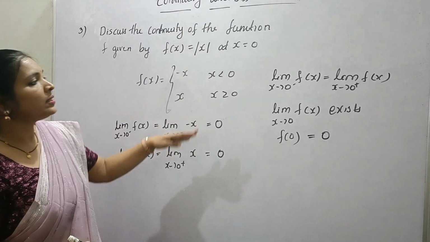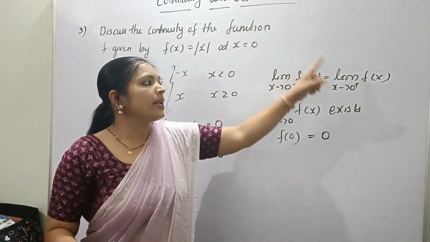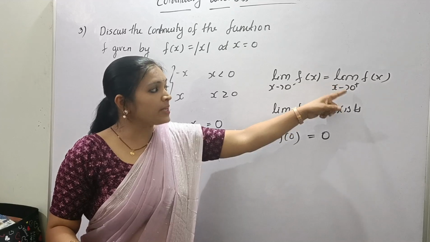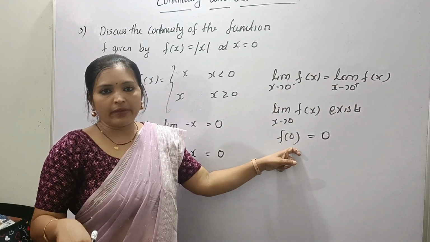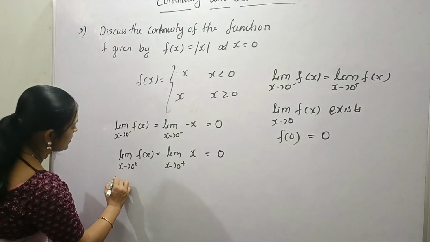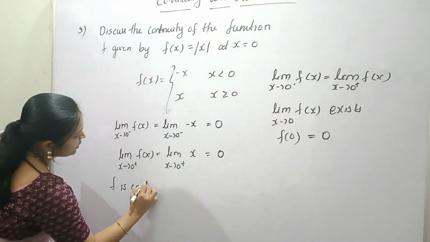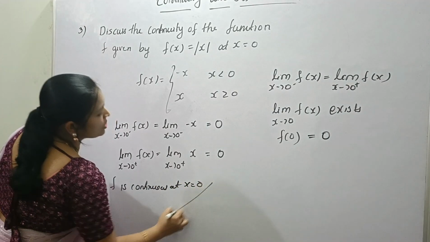So we have got limit x tends to 0 minus f of x is equal to limit x tends to 0 plus f of x, that is equal to f of 0. By the definition we say the given function is continuous at x is equal to 0.